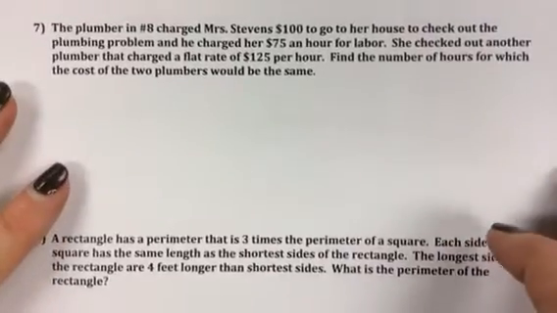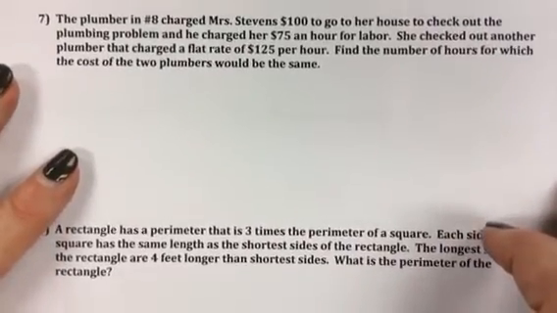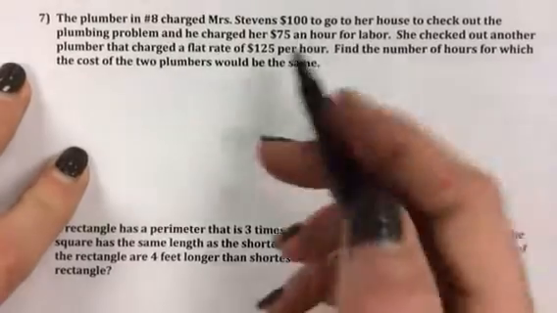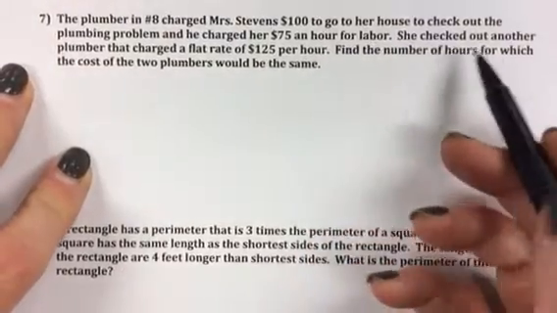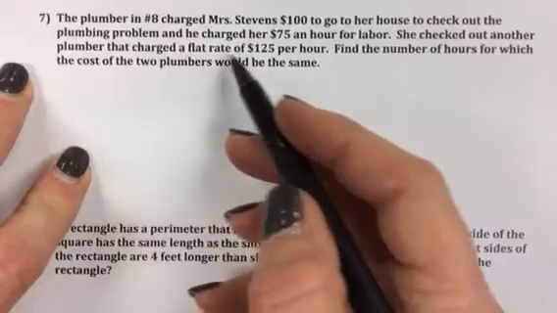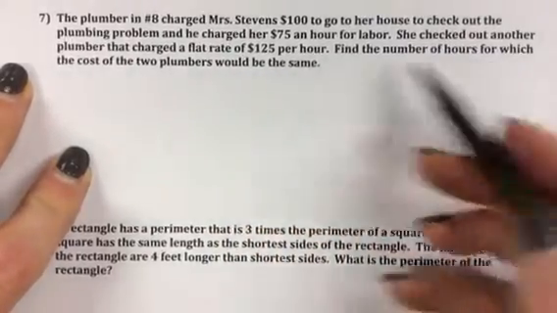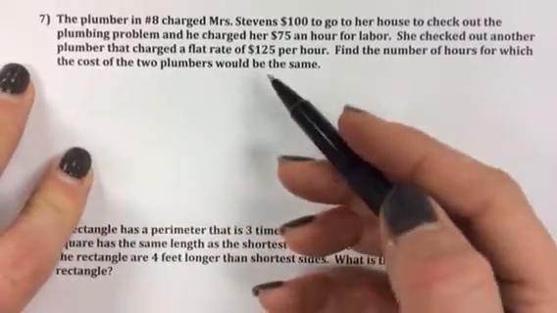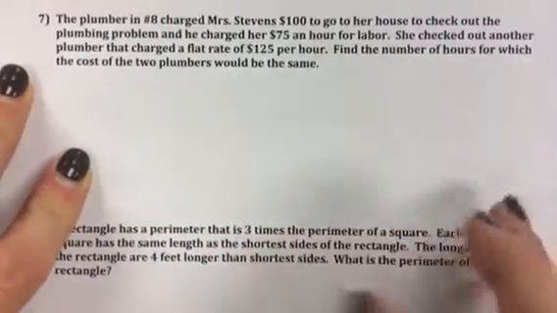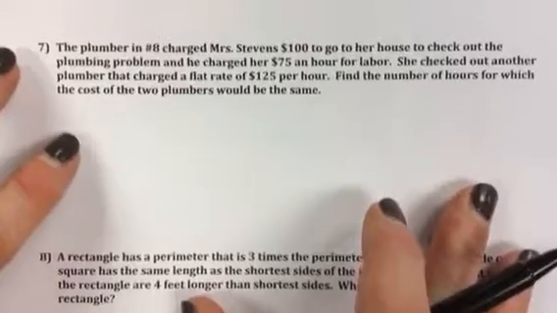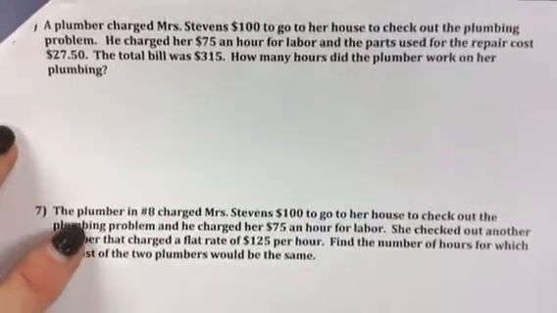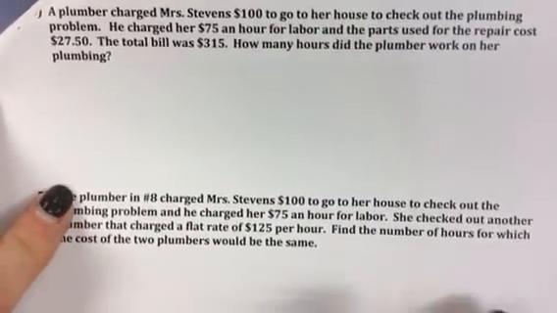So the plumber in number 8 charged Mrs. Stevens $100 to go to her house to check the plumbing problem, and he charged her $75 an hour for labor. She checked out another plumber that charged a flat rate of $125 per hour. Find the number of hours for which the cost of the two plumbers would be the same. All right, so first of all, we got to go back up here and actually do number 6. I didn't realize that, but that's okay.